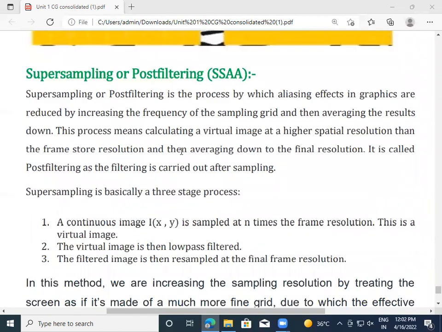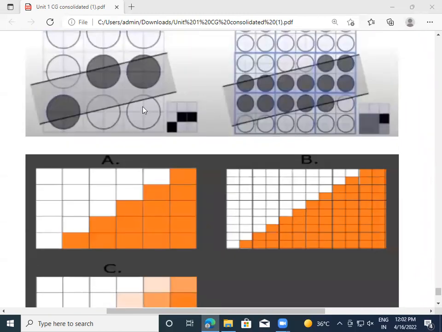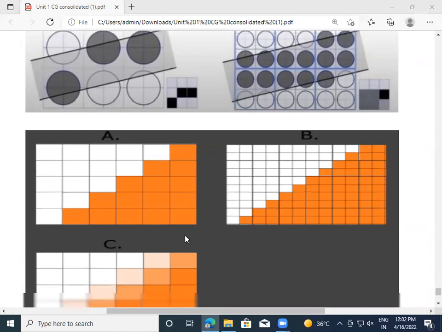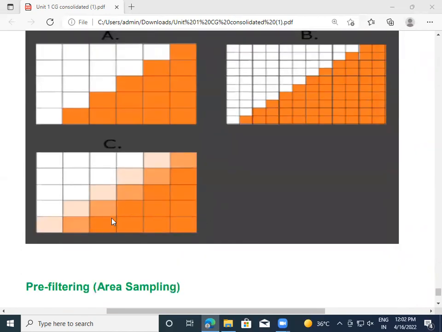This can be called super sampling with post filtering. In post filtering, instead of scattering the total intensity, we keep the intensity at its highest at the center. If you look here, this particular pixel has higher intensity than this one. So 50% of the intensity is at the center of the pixel and all the remaining intensity is scattered.